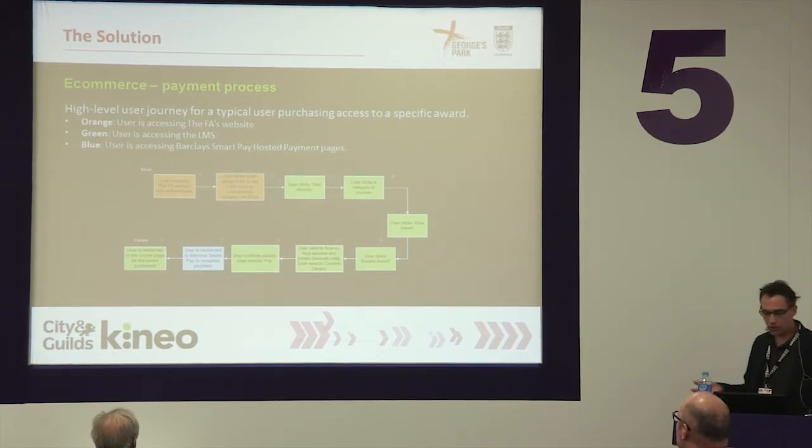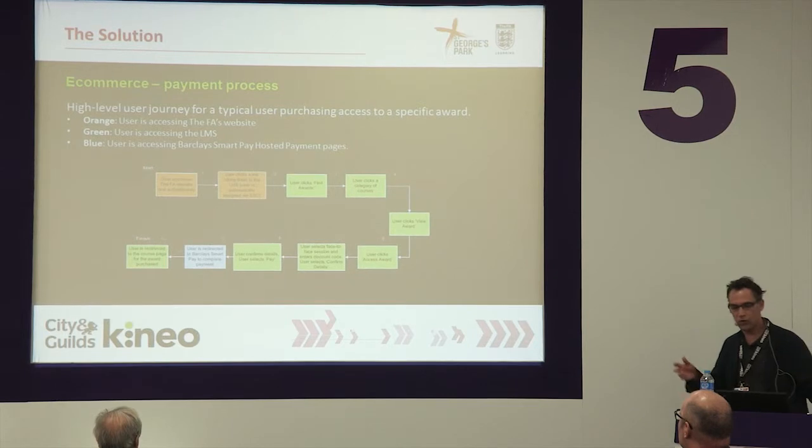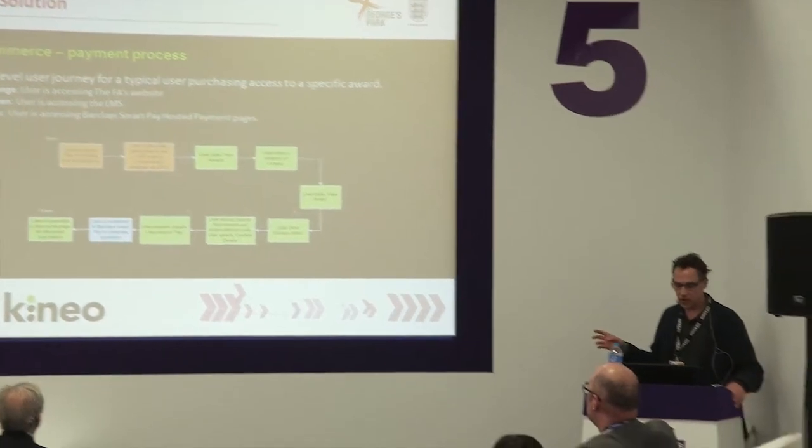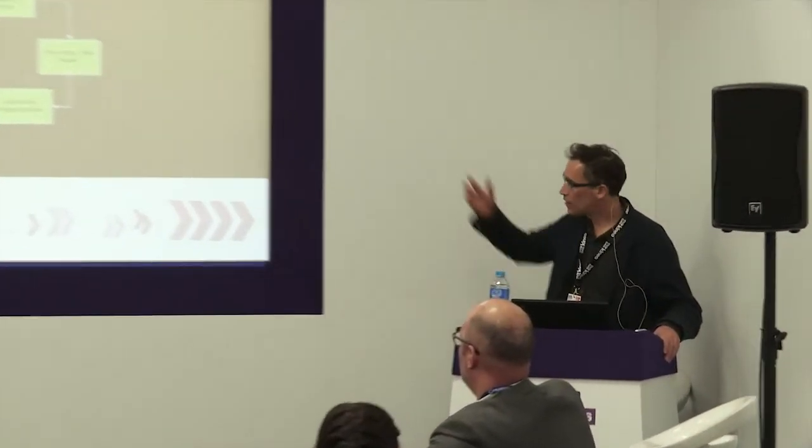So again, it's just another example of where we're working through the flow and which systems are being used. We're starting off using the FA website, the orange blocks there. Then we're moving through to the LMS and the green blocks. Then we're spinning out to the payment system, which is in blue. So just thinking about that information journey about how you're linking the different systems together.